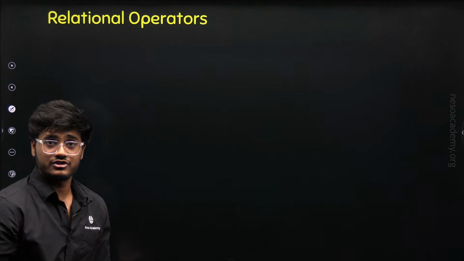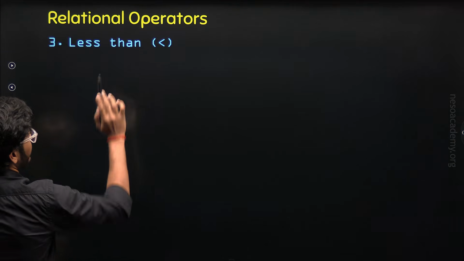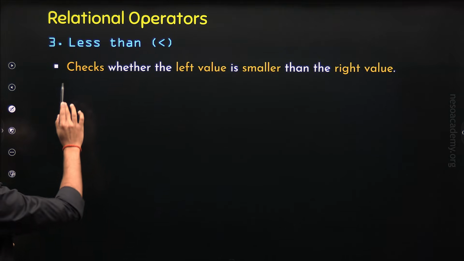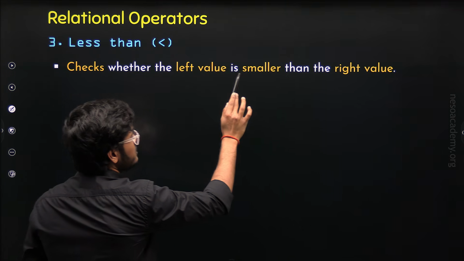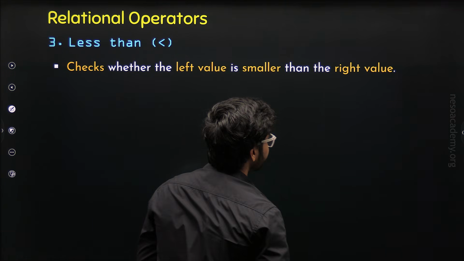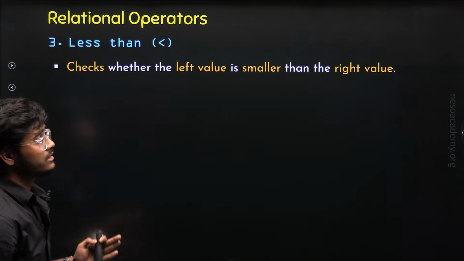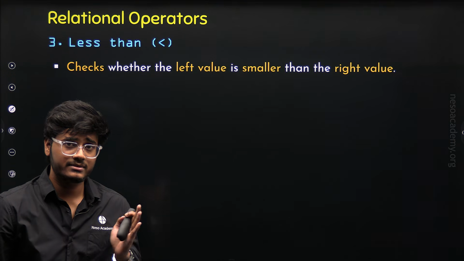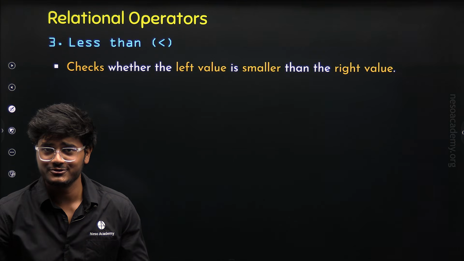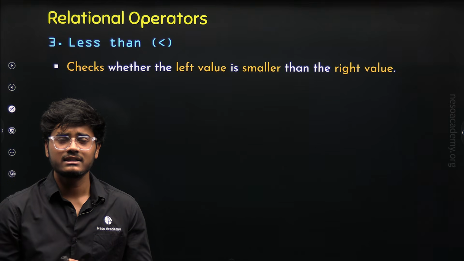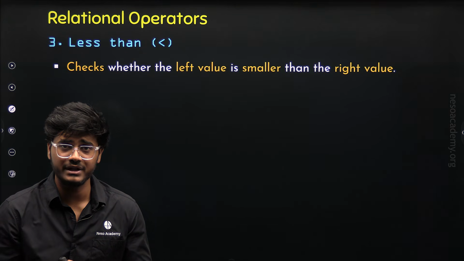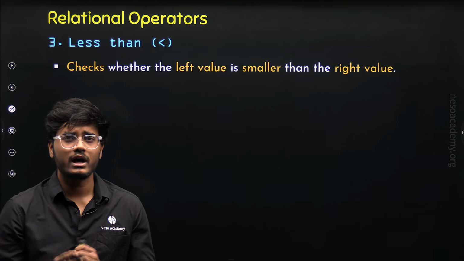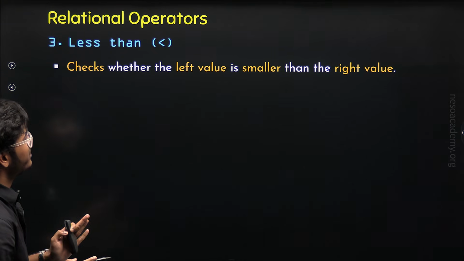Let's see the third relational operator, the less than operator, represented by the less than symbol. The less than operator checks whether the left value is smaller than the right value. Means the less than operator compares two different values and determines whether the left value is smaller compared to the right value. Now let's understand this using the same two signals A and B. A is equal to 10 and B is equal to 10. Now I want to perform this less than operation.